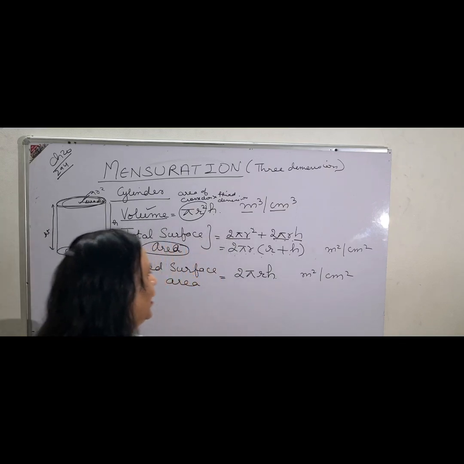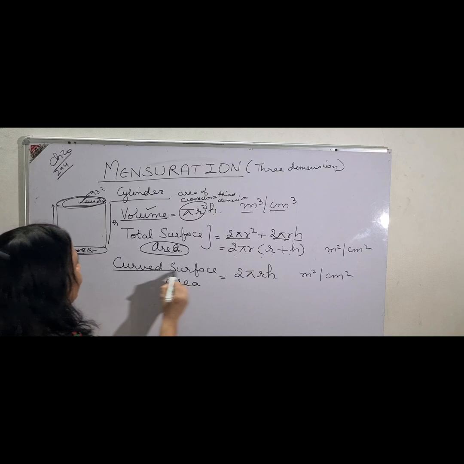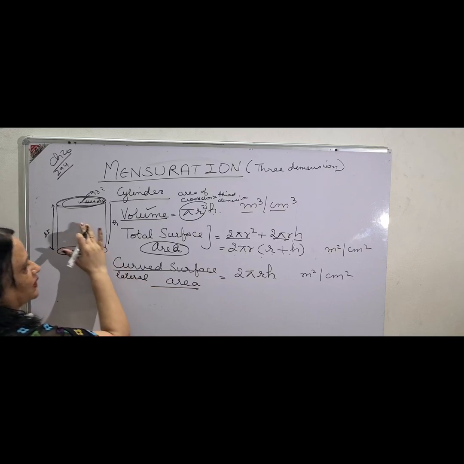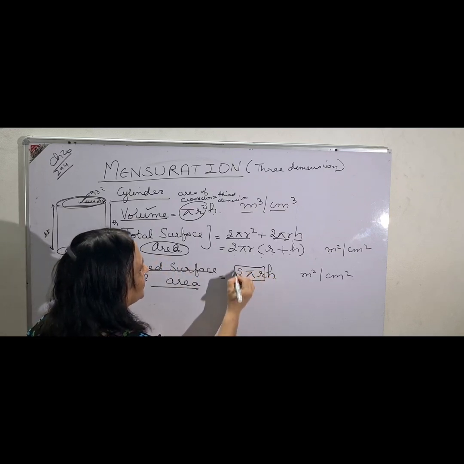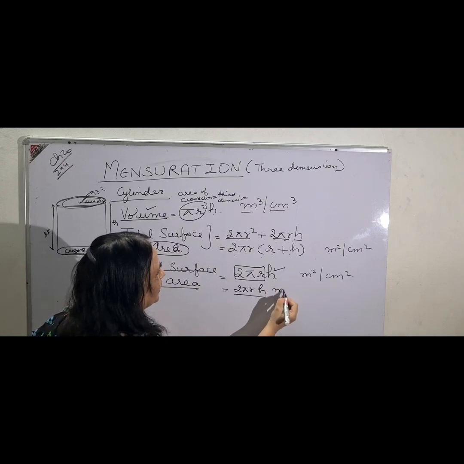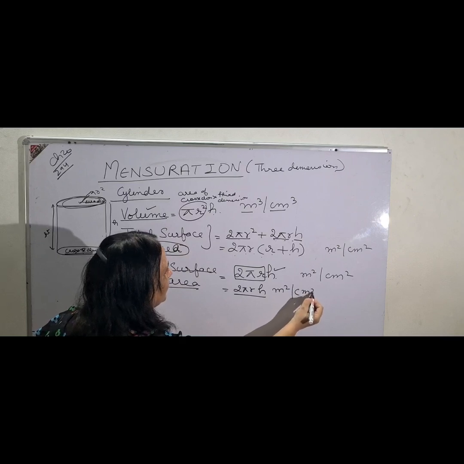And the third formula is very simple: curved surface area, and the second word for it is lateral surface area. Lateral surface area of the cylinder is circumference into height, that is 2 pi r, the circumference, into height, and the unit is again meter square or centimeter square.